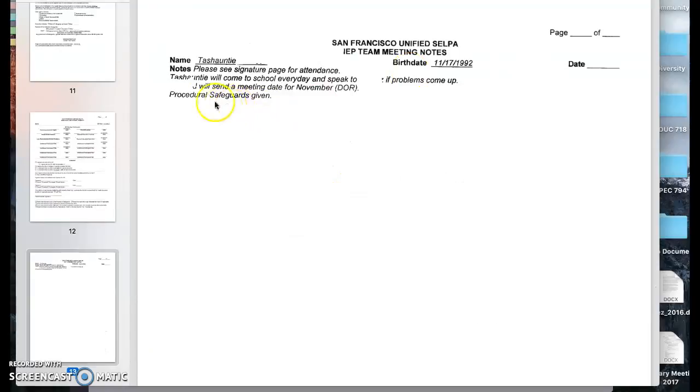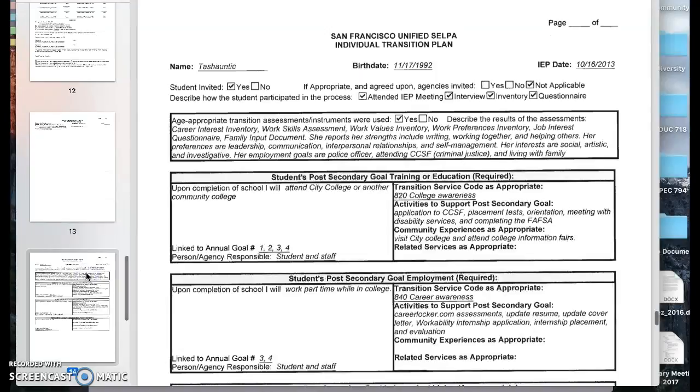It's always important to have notes as well, and so she was given the, let's see, please see signature page for attendance. She'll come to school every day and speak up if problems come up. She has a meeting with the Department of Rehabilitation in November, and she was given her procedural safeguards.